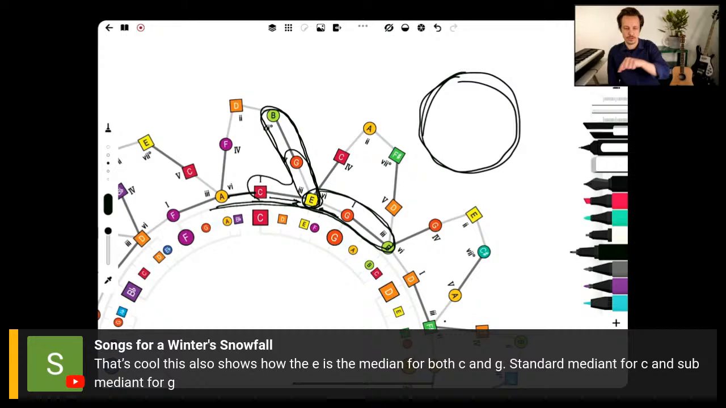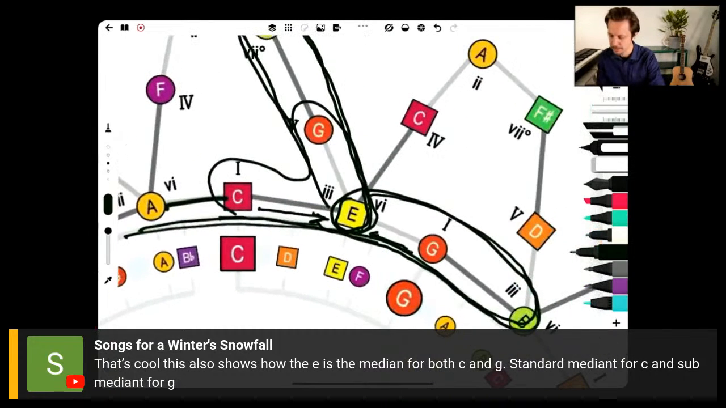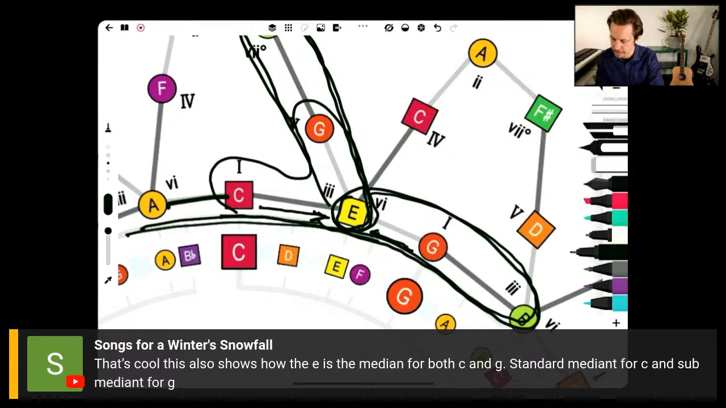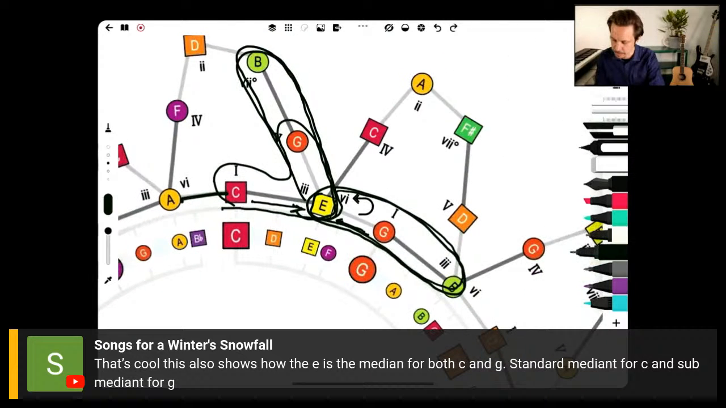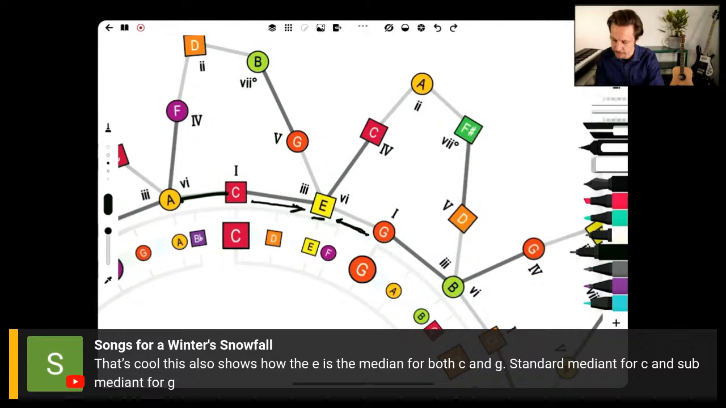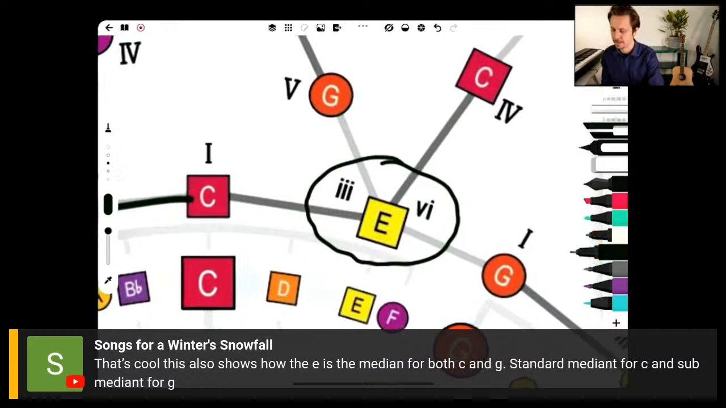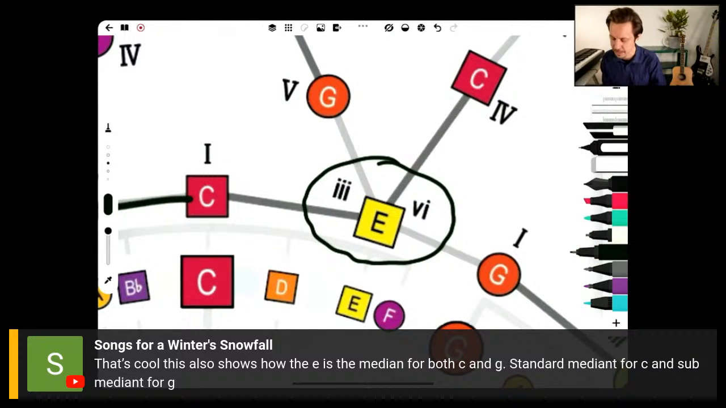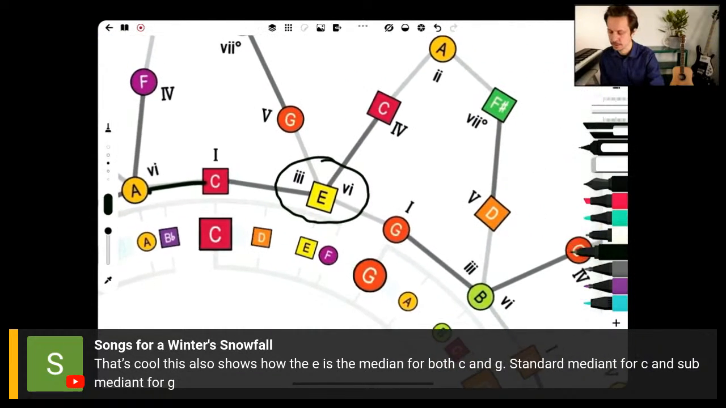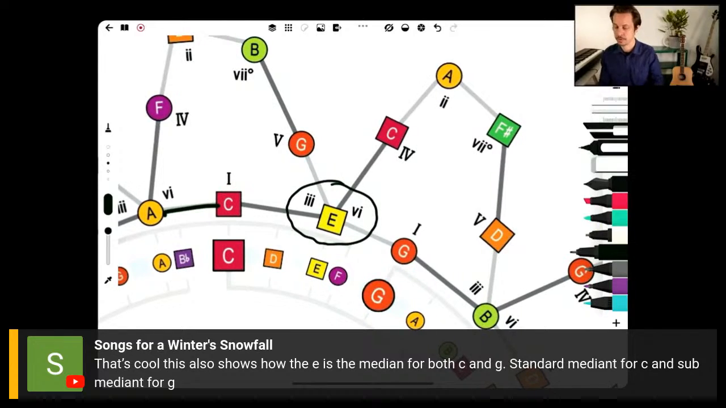That's cool. This also shows how the E is the median for both C and G, the median for C and the submedian for G. Yeah, well said. So the median, in the terminology of music, exactly. So it's this link. E minor, I should say, is labeled by both a minor third and a minor sixth in this case, because it serves roles in both keys.